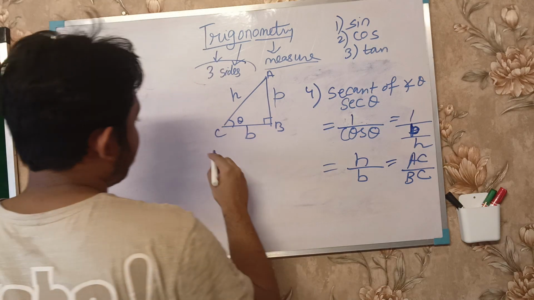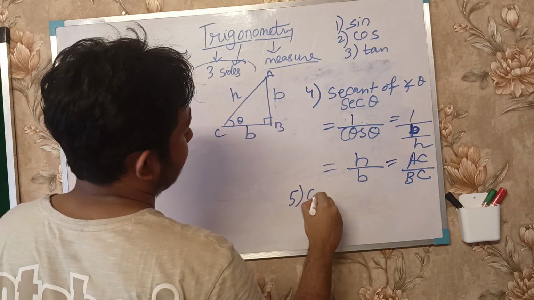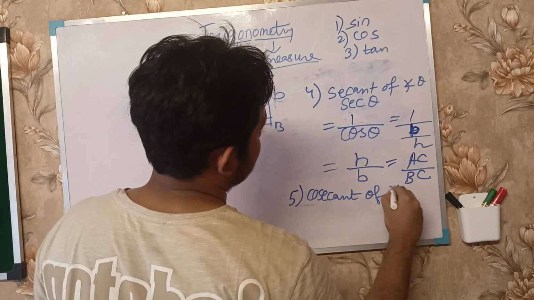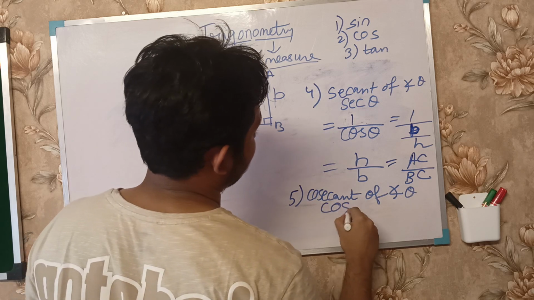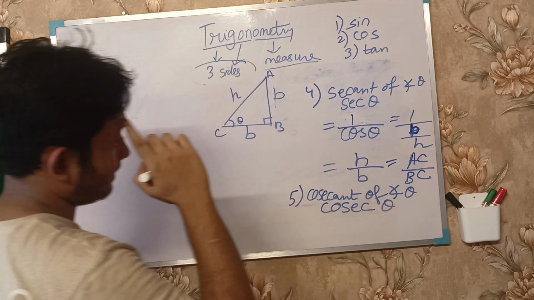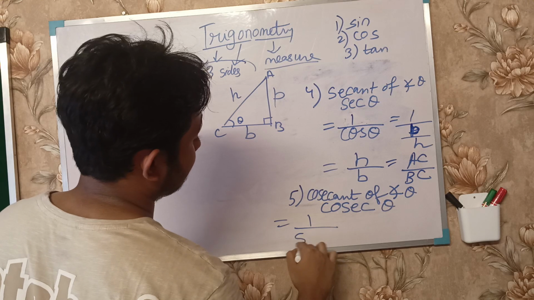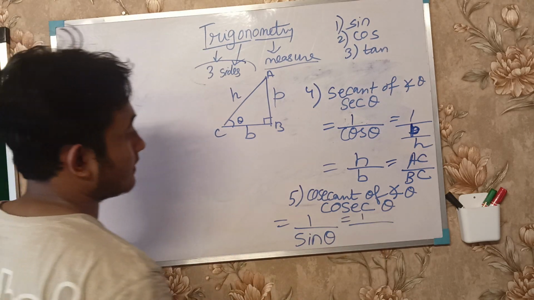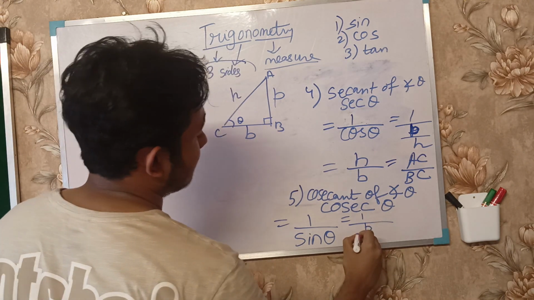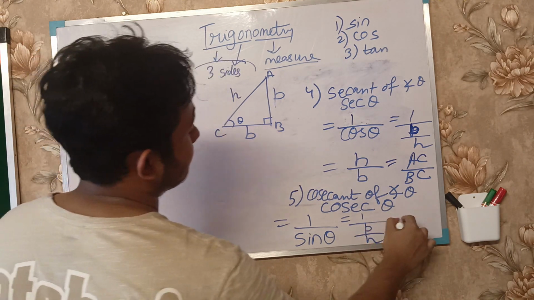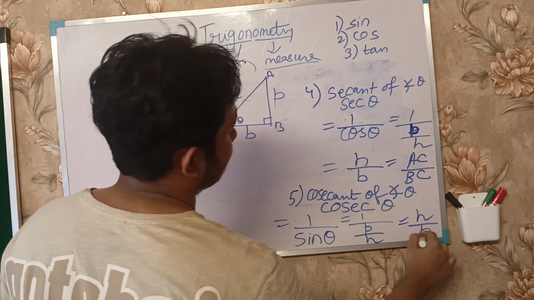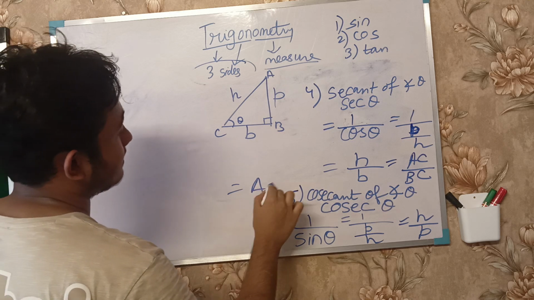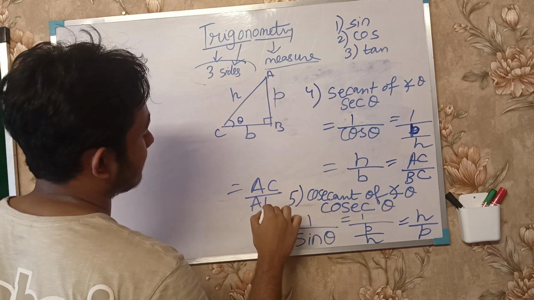Next is cosecant of angle theta, which is cosec theta, which is 1 upon sine theta. Since sine theta is perpendicular upon hypotenuse, this is hypotenuse upon perpendicular, which in this case is AC by AB.